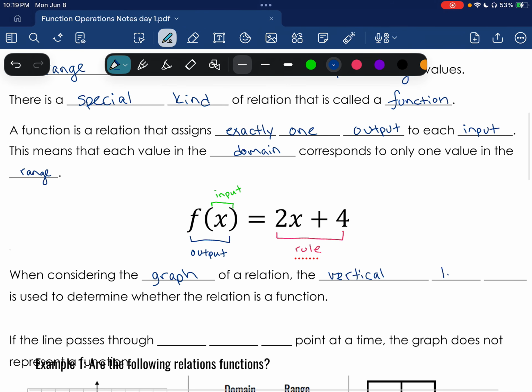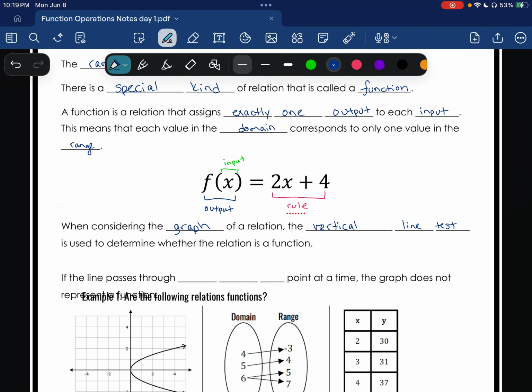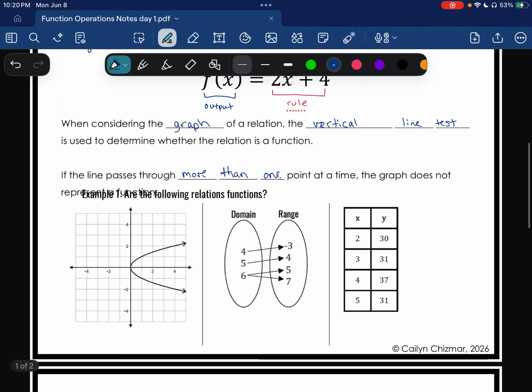All right, so example 1, are the following relations functions? What we're going to do here is the vertical line test. So we're going to draw a vertical line. And of course my pen skipped. Oh, come on. It keeps skipping on me. I don't get to do my magic trick that way. One more time. There, so there's my fancy vertical line here.